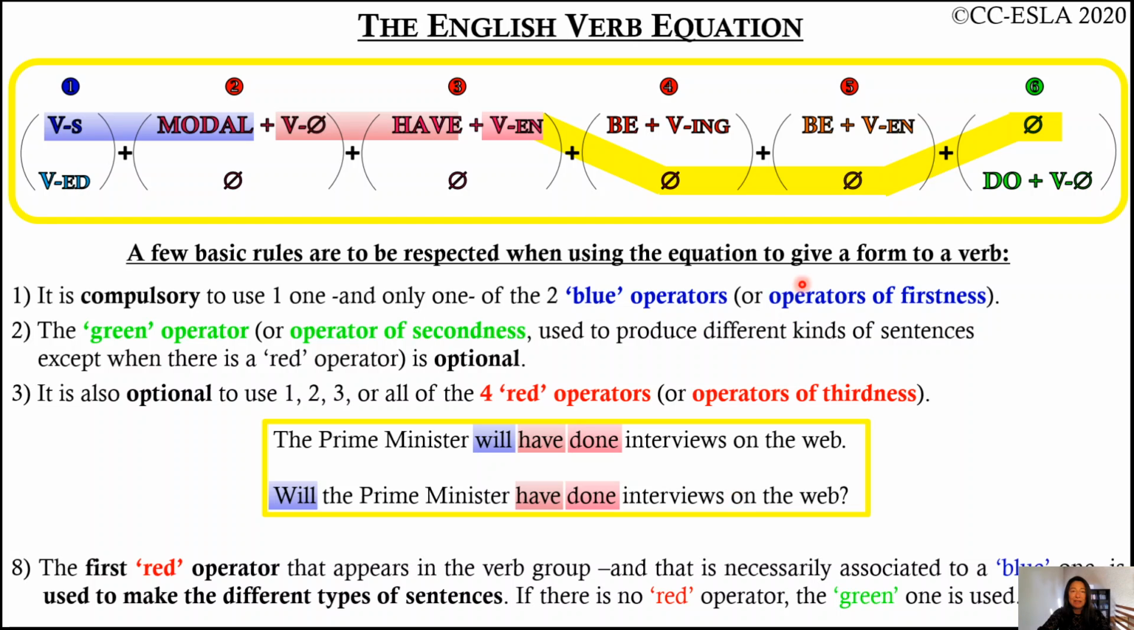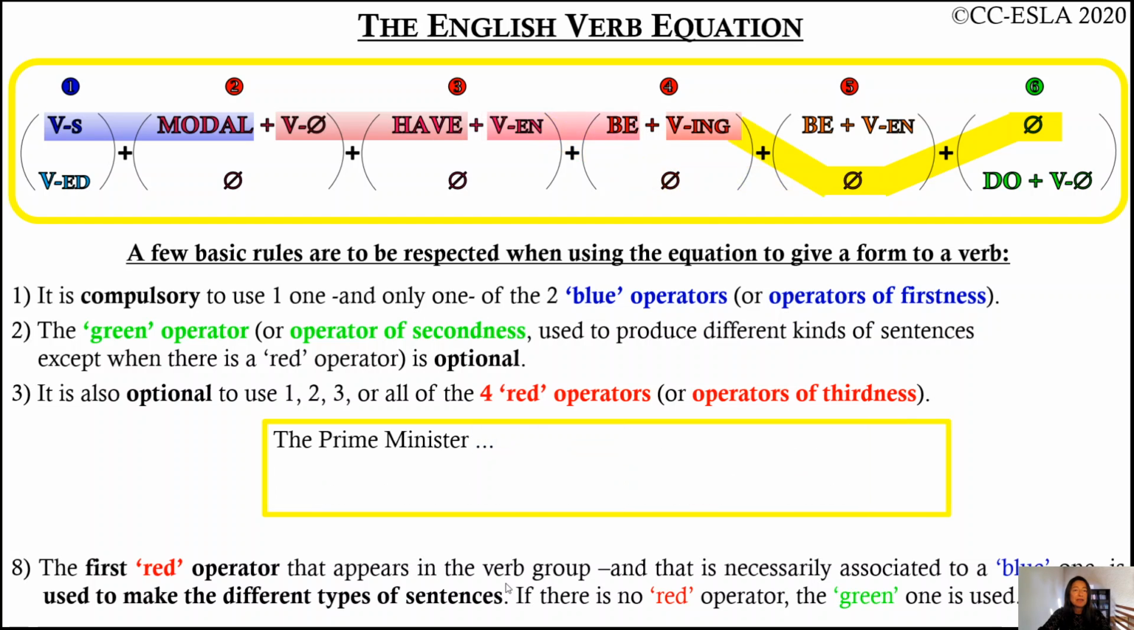Okay, let's complexify a little bit. Let's add be plus VING in the formula. So in this case, the Prime Minister, the present tense of will, so the Prime Minister will, the verb base of have, the Prime Minister will have, and then the past participle of be, been, so the Prime Minister will have been, and the present participle of the verb do, the Prime Minister will have been doing interviews on the web.